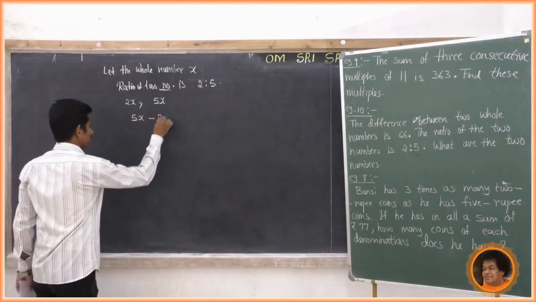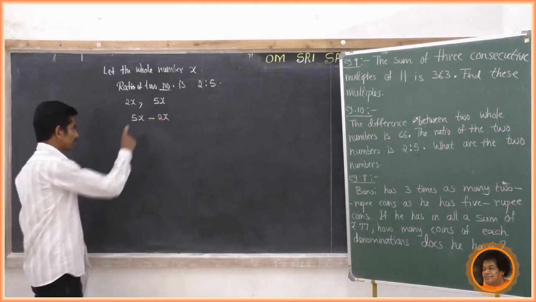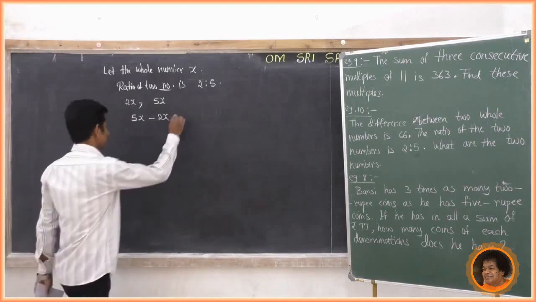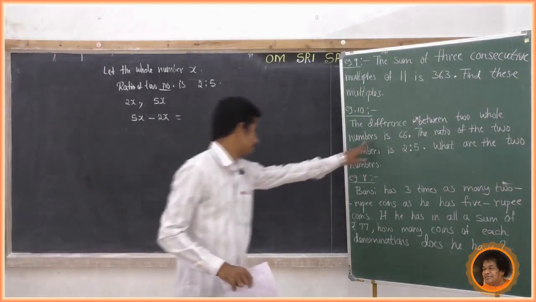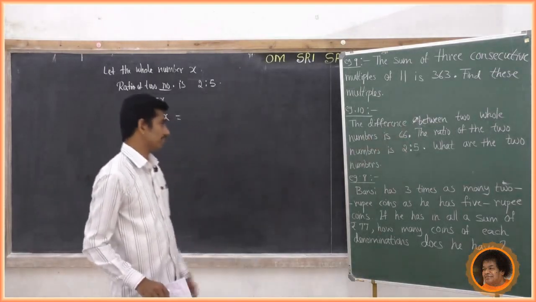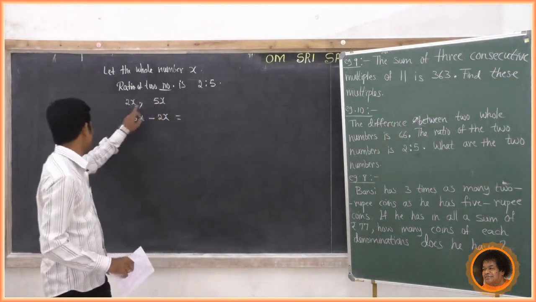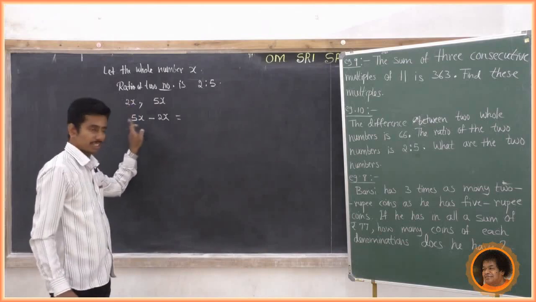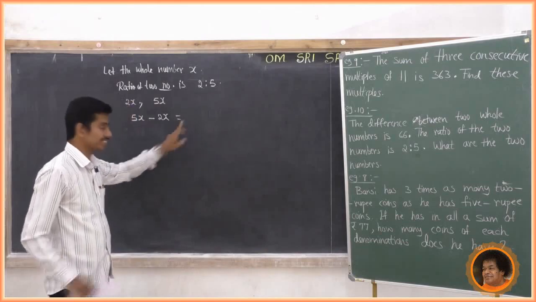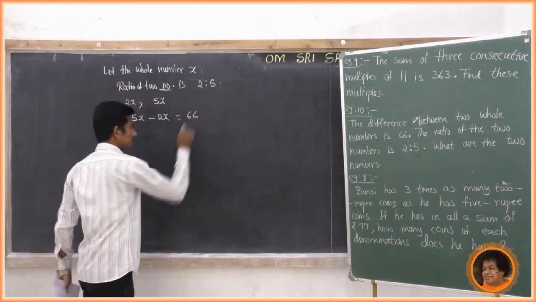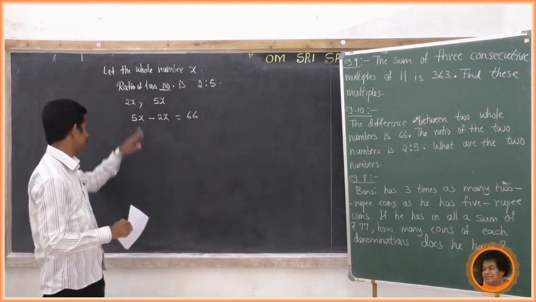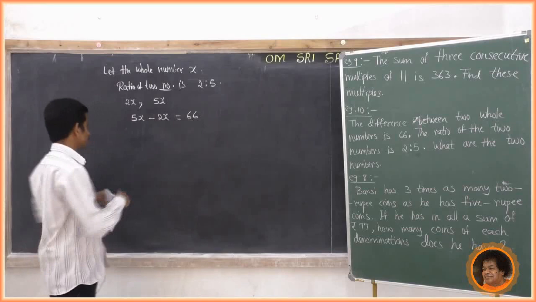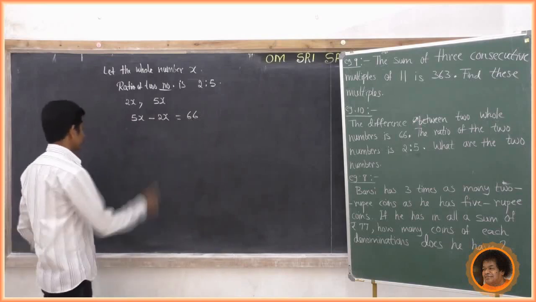5x minus 2x. This is the difference between them. What is the operation? Subtraction. So 5x minus 2x is equal to 66. The two whole numbers are 5x and 2x. Their difference means subtraction. 5x minus 2x equals 66, where "is" means equal to: the difference between two numbers is equal to 66. So 5x minus 2x equals 66.